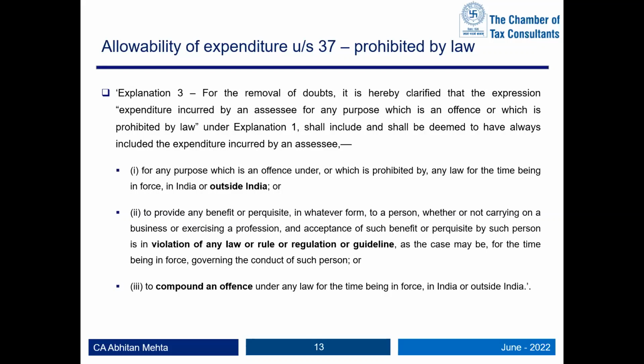And there have been numerous litigation on what is prohibited under law. They have picked 3 instances which they felt should be covered in the ambit, but in all the 3, judiciary have opined in favor of the taxpayer. So the first one is that what is the scope of a prohibition by law? Whether you have to look at only India or even outside India.